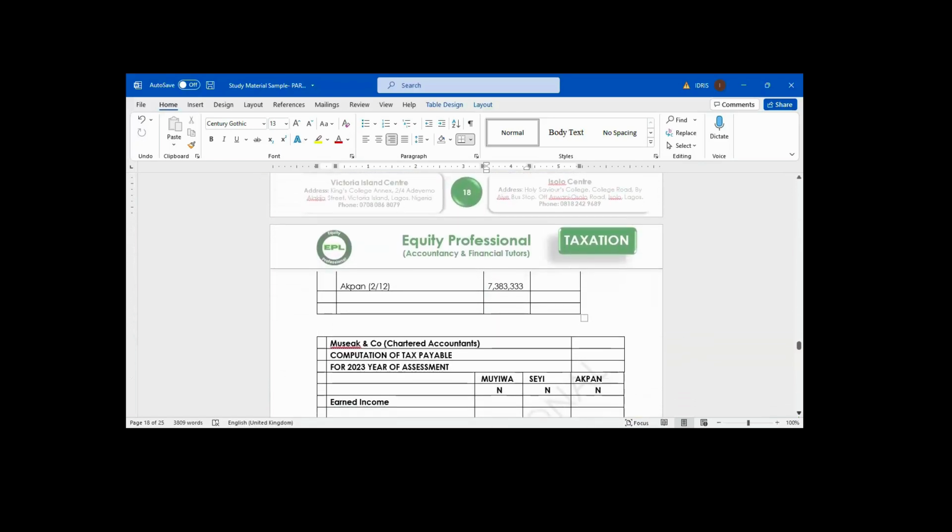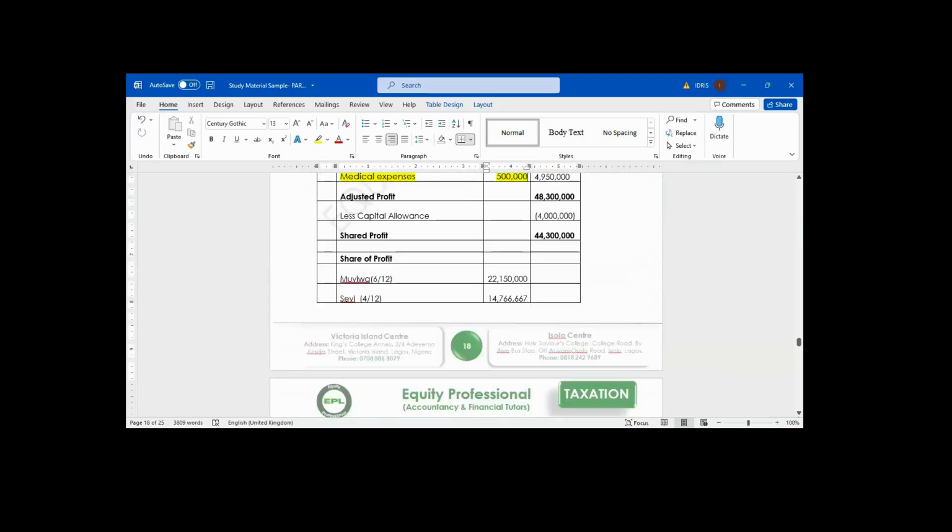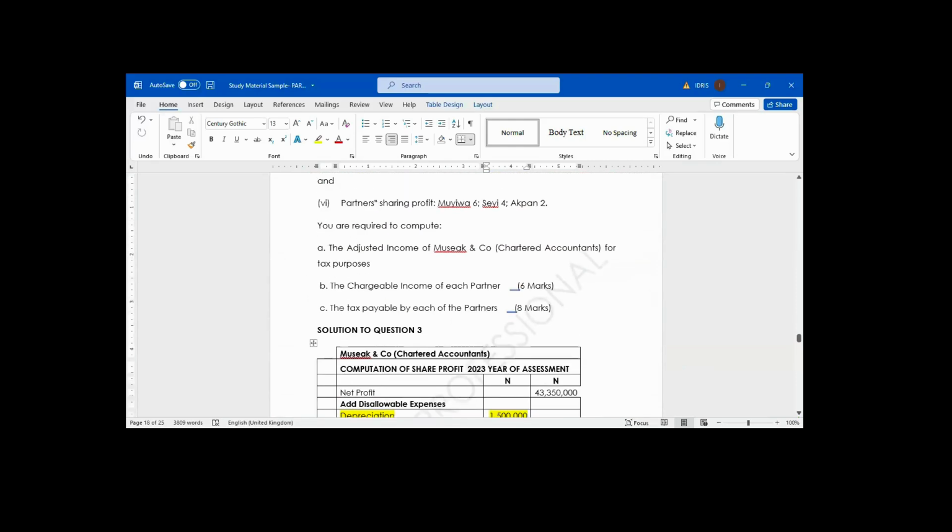And so on like that. Now, we are done with adjusted profit. The second part of the question said, compute the chargeable income of each partner. Chargeable income of each partner means the income of the partner that will be subjected to tax. Like I said, what kind of tax will the partner pay?